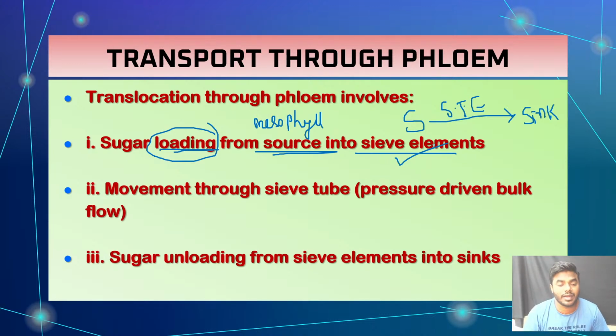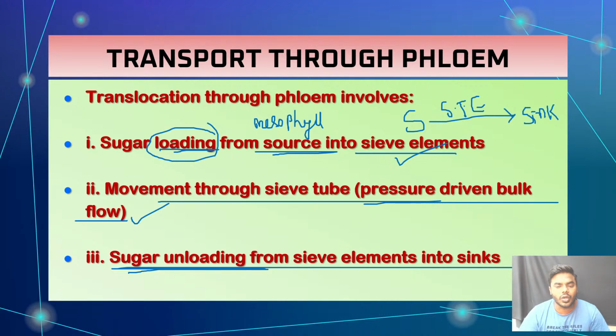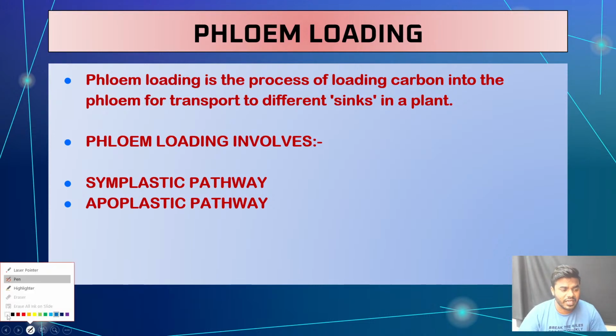I'm going to explain in the next slide how that movement occurs. That movement is explained by a mechanism called the Munch hypothesis, based on the name of the discoverer. We can also call it bulk flow, or pressure driven bulk flow. I'll explain briefly. Finally, once the sugars reach the sink, what happens, friends? Undoubtedly, sugars get unloaded. Simple, right? Sugars are unloaded from sieve elements into the sink. Such a simple point, friends. Now every one of you listen to me carefully. Try to understand every single point from now onwards.